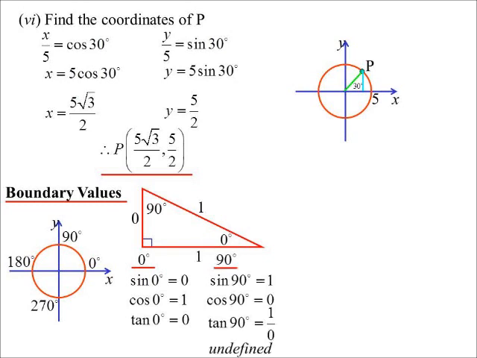90 degrees, read off that one. Now, it's not until we get to tan that we get a problem. We get 1 over 0, which is, of course, undefined. You can't find the tan of 90 degrees. That's why you have a vertical asymptote in the graph.